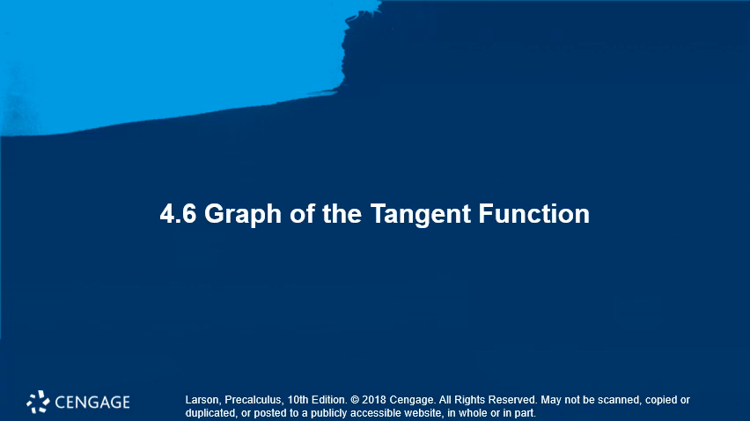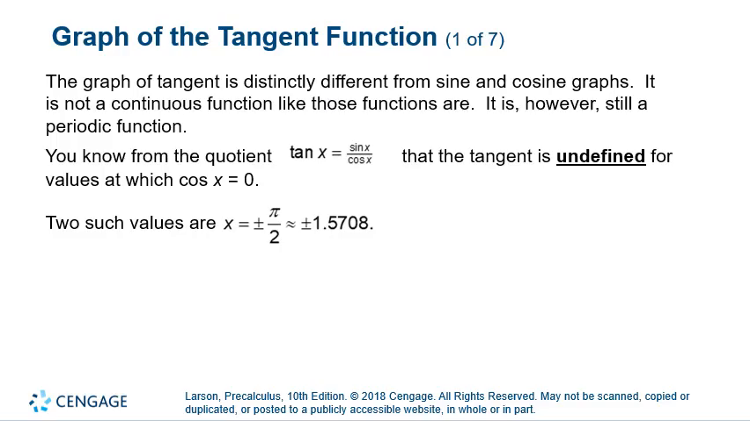The graph of the tangent function is considerably different from the sine and the cosine graphs. It is not a continuous function like those functions are. We still see it being periodic though, which makes sense because we're used to the unit circle and we know that we can rotate infinitely many times around the unit circle.